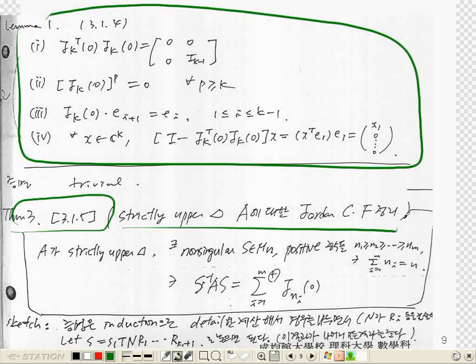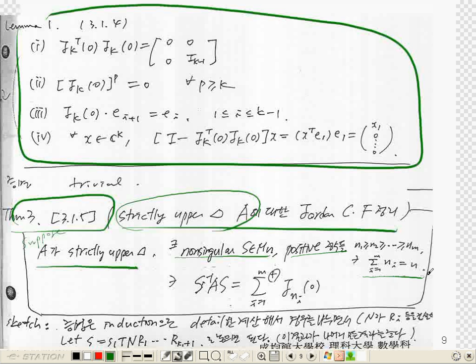we can have the Jordan canonical form theorem for a strictly upper triangular matrix A. Suppose A is strictly upper triangular. Then there exists a non-singular matrix S and positive integers n i whose sum is the size of the given matrix, such that S inverse A S is a direct sum of Jordan blocks whose diagonal entries are all 0. Because A is strictly upper triangular, all eigenvalues are 0, so all the diagonal entries of the Jordan blocks should be 0.